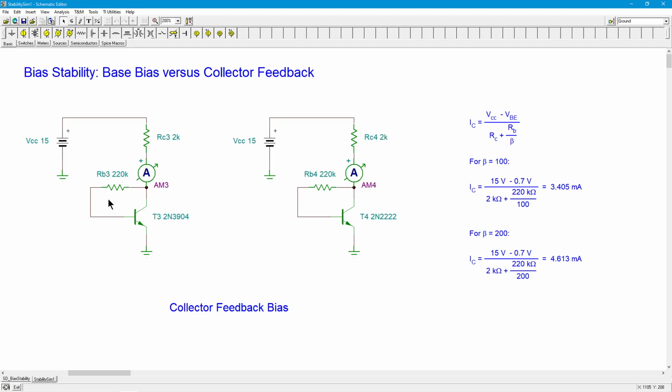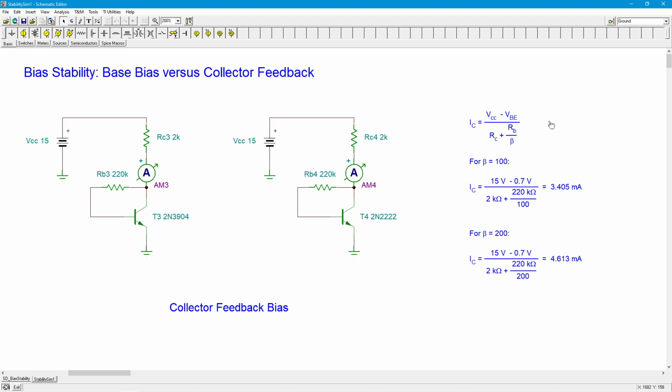And again, collector current is beta times IB. So if IB is decreased, we expect IC to come back down a little bit, right? Whereas in the base bias, it's just 1-to-1. Whatever you get for base current, and that's fixed, boom, you get beta times that for the collector current. So this should be a little bit more stable.